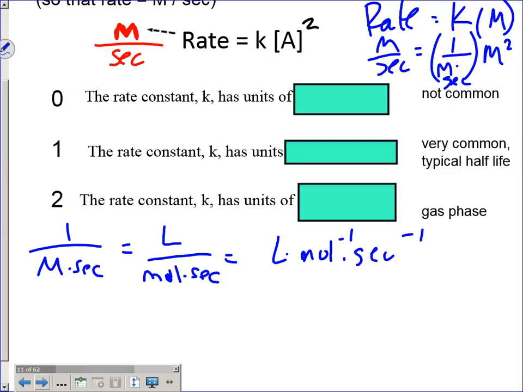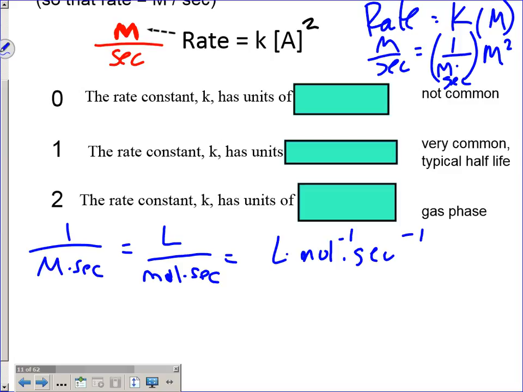All right, so we're going to be working through these a lot. The one thing about the commonality of how often you can see these: zero order is very uncommon. It usually has to do with a catalyst because something's got to help the reaction, right? If the reactant concentration doesn't matter, usually a catalyst does. But a catalyst is not a reactant.